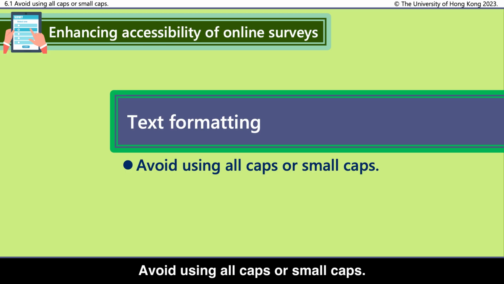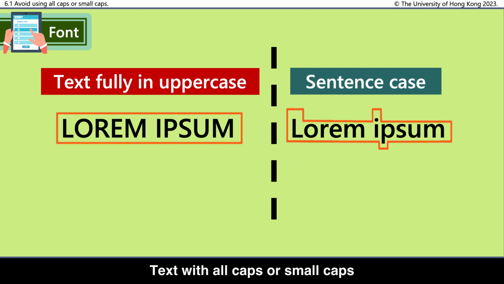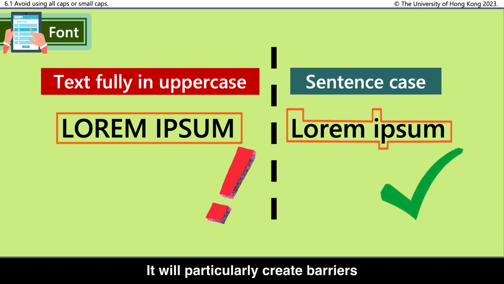Avoid using all caps or small caps. Avoid capitalizing all text. It is difficult for most people to read. Text with all caps or small caps may show no difference in shapes and may visually appear as a single rectangle. It will particularly create barriers to some people with visual impairment and some people with reading disabilities. Do not make use of all caps to emphasize text content. Screen readers may not be able to identify this purpose.